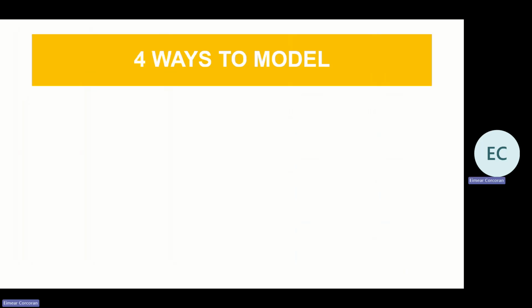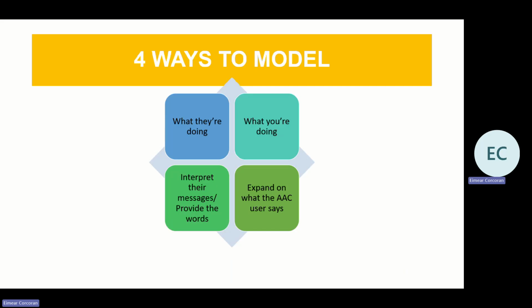There are 4 different ways that you can model. Say, for example, you are modelling during snack time. First, you could model what the child is doing. You could say, oh, you got the banana, and model got or banana. Then if the child hands the banana to you, you could model want open and those 2 buttons. You're interpreting their message that way.